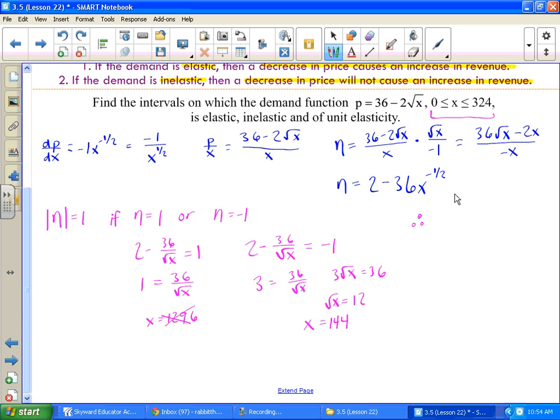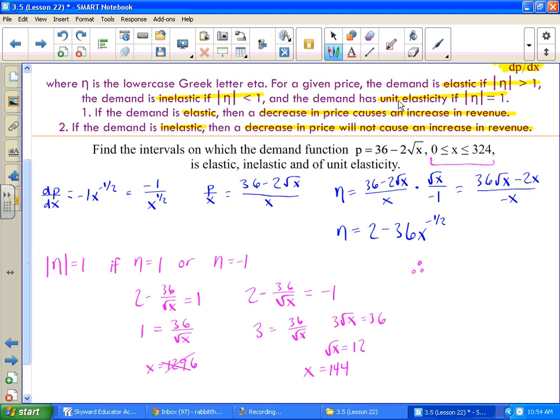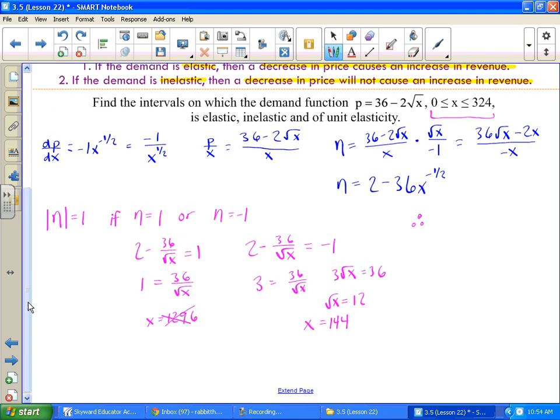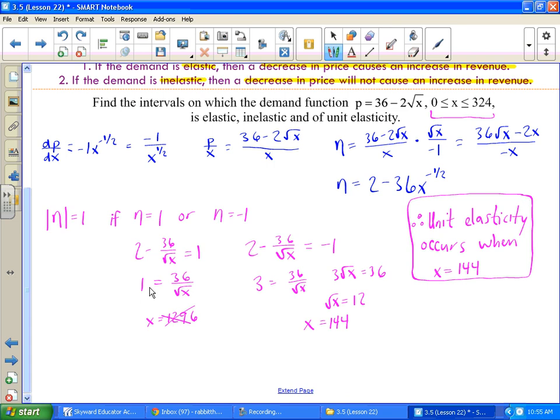So therefore, if it equaled 1, what does that tell me? The elastic, inelastic, or unit elasticity? Unit elasticity, right? So I can say, therefore, unit elasticity occurs when x equals 144. Okay, so that's the first piece there. I always think that's the easiest one to do right away.